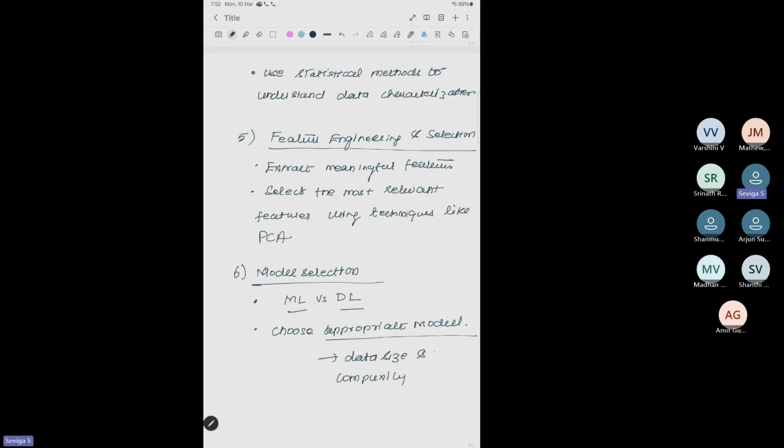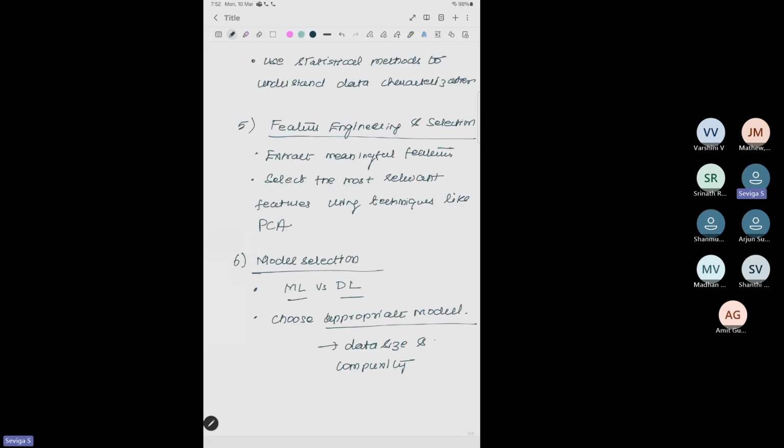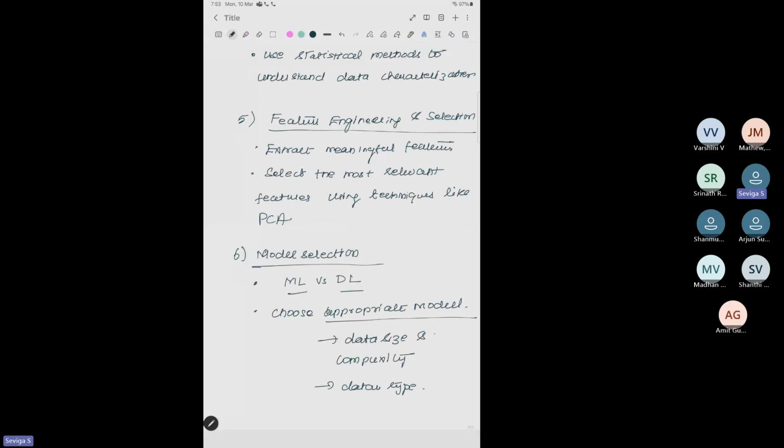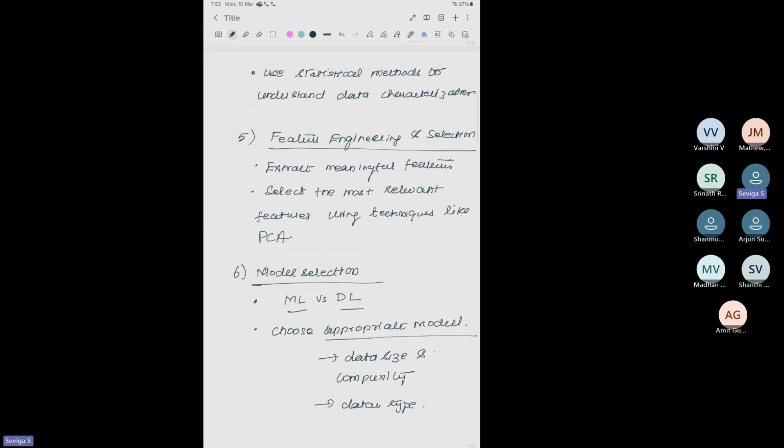So based on the data, for small data, there are certain models. For big data, there are certain models. And also based on your data type. If you are using a CSV file, then a simple ML algorithm would be sufficient. If you are using images, then a CNN model will be better. So based on the data type and data size, you have to choose your appropriate model.